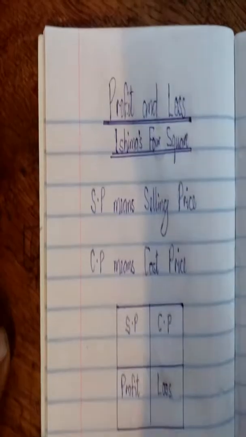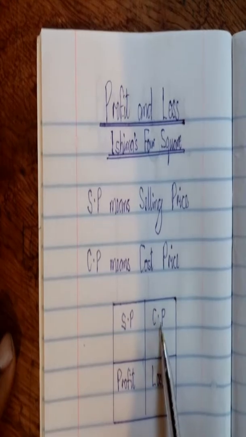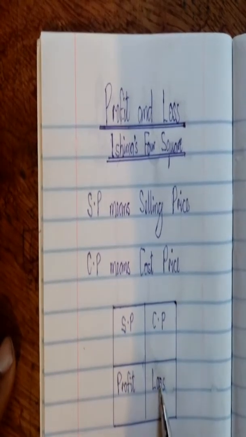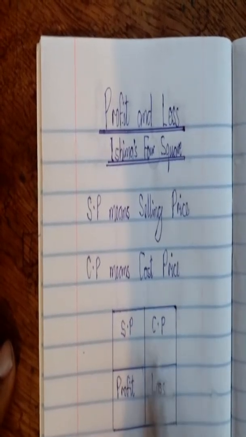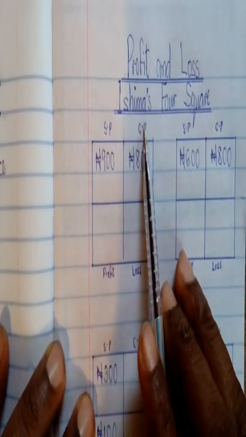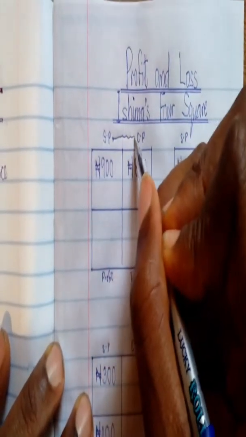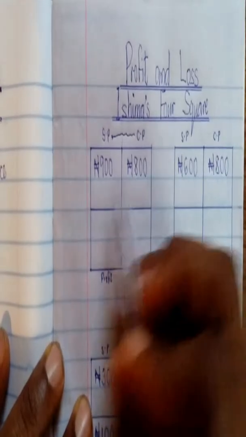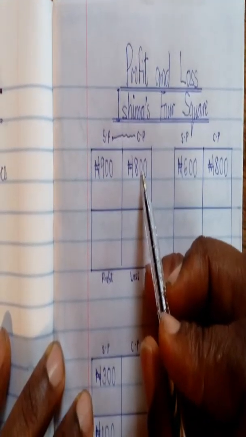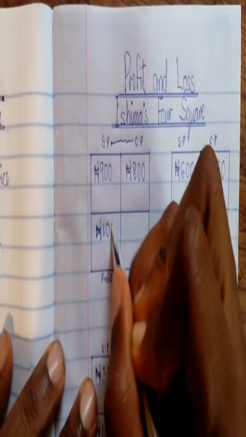Remember Ishima's four square: SP, CP, profit, loss. That means selling price, cost price, profit, loss. Always remember to find the difference between the selling price and the cost price. If we find the difference, this minus this, we are going to get 100. 900 minus 800 will be 100, and we'll write it under 900 because 900 is bigger than 800. So we have 100 here.